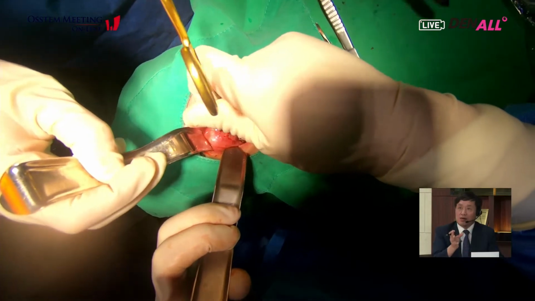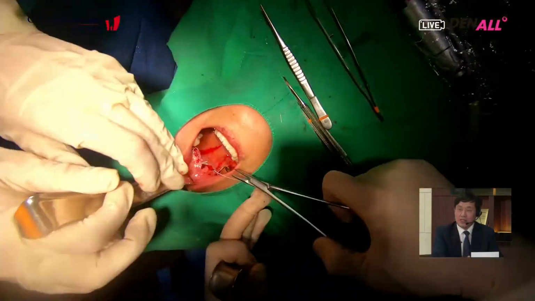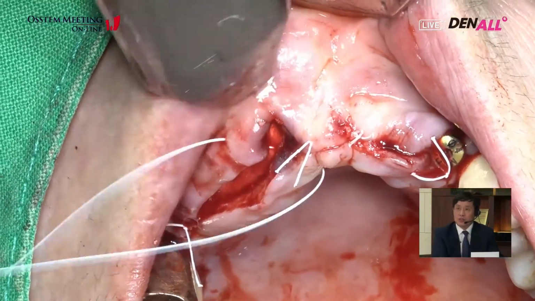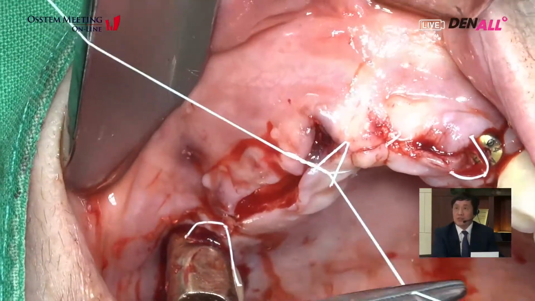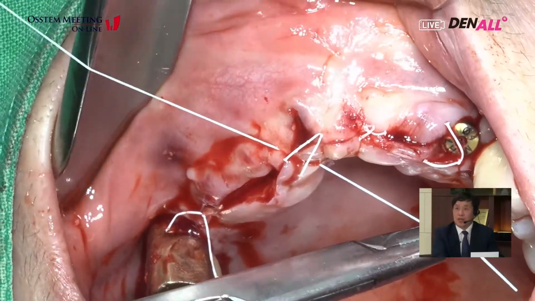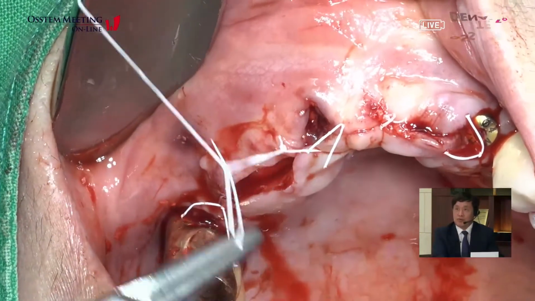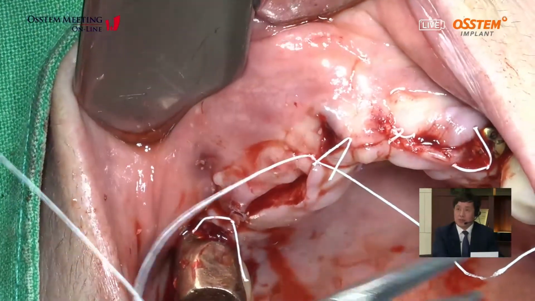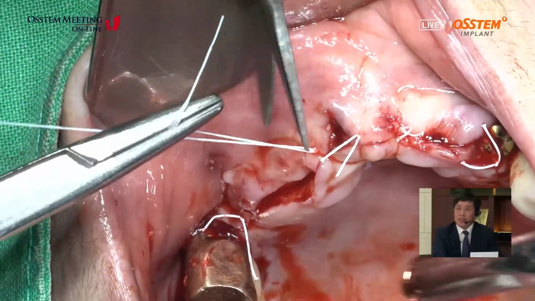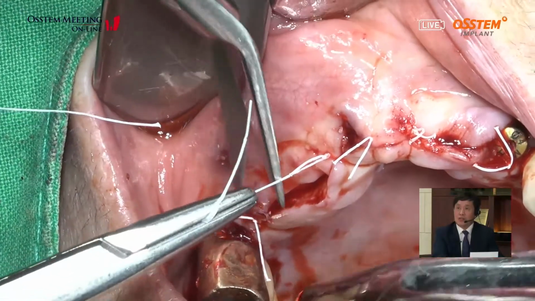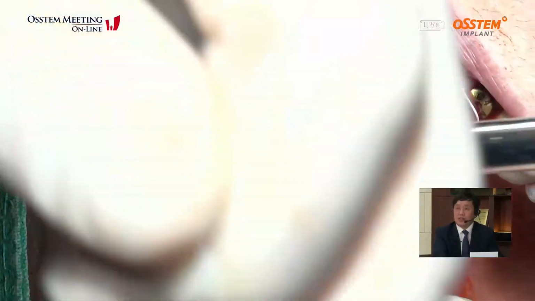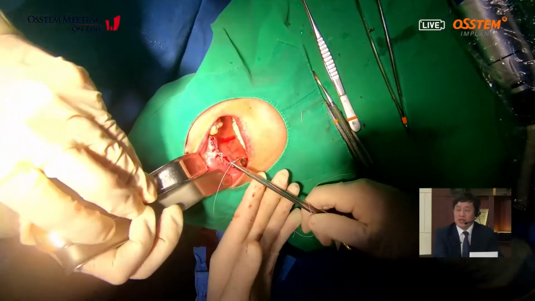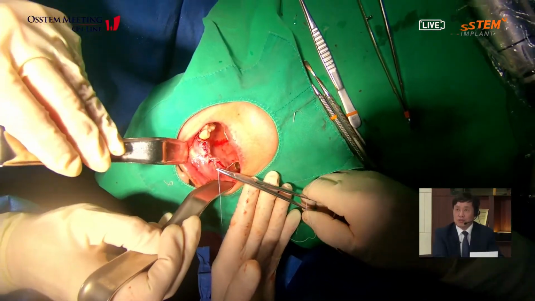I think it's abundant. In this case, with very abundant bone graft materials, tension-free flap approximation is sometimes very difficult. So before the closure of the wound, the periosteal releasing incision is very important. And he already did the abundant, sufficient periosteal releasing incision, and you can see the flap approximation is very good and without tension.